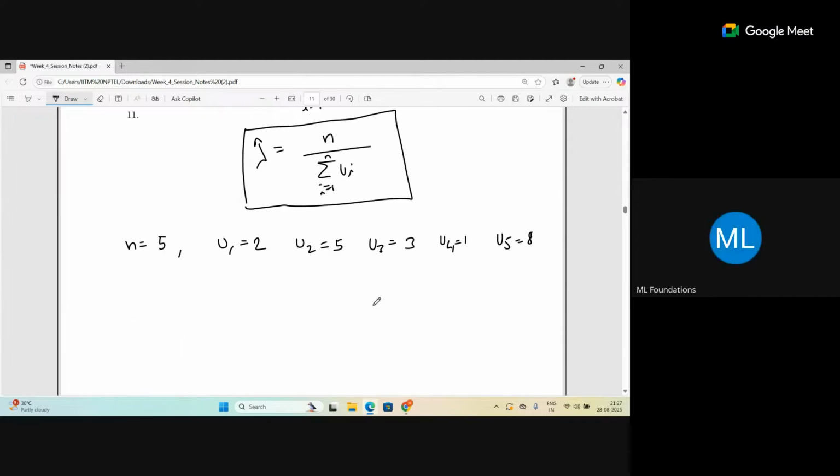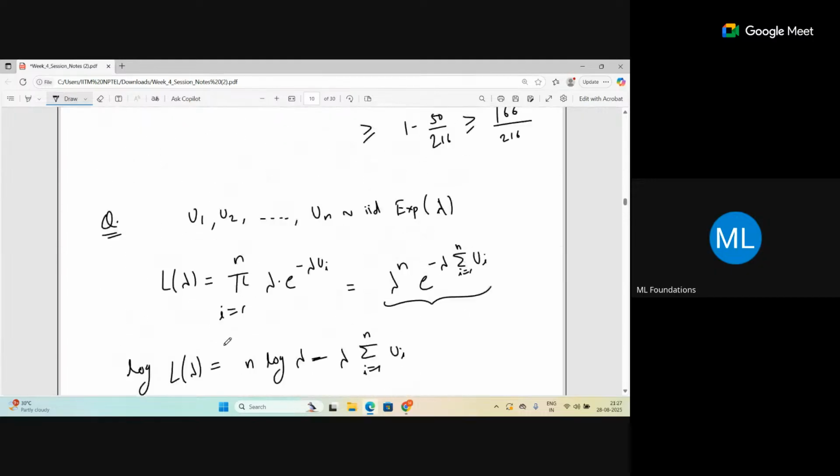Now, what will be my lambda hat? The estimator in this case will be just 5 divided by the sum of all of them. So 2 plus 5 plus 3 plus 1 plus 8. It is 9 plus 3, 12, 12 plus 2, 14, 14 plus 5, 19. That is 5 by 19. That is my estimate.